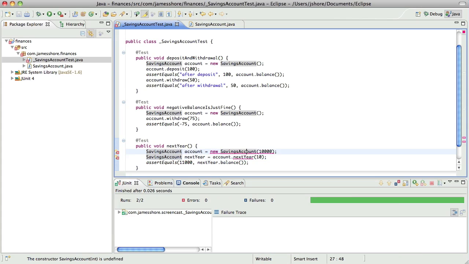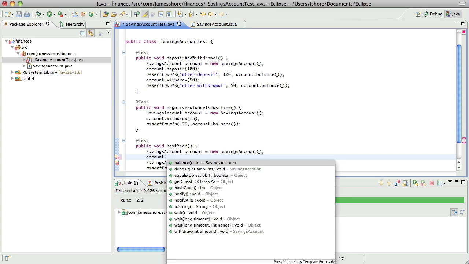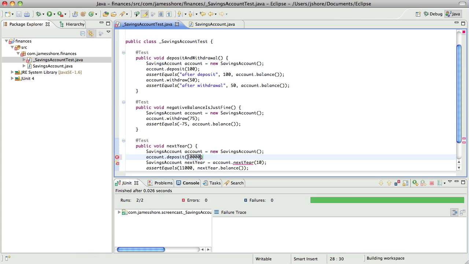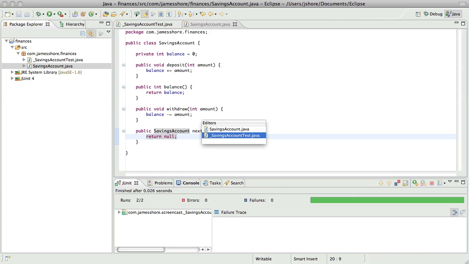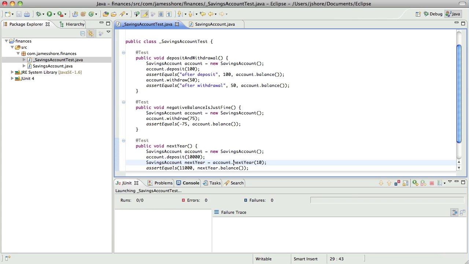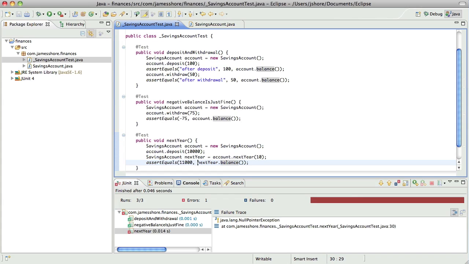Like I said, I'm just sort of playing with these ideas. I don't have a constructor that takes an initial balance just yet, and that doesn't really fit my understanding of how I want the domain to work. So let's deposit $10,000, and we'll need a next year method. Now I could return that, make that a double, but let's make it an int for now. I don't want to make it a double because of rounding errors and floating point problems. I'd actually rather use fixed precision math. There's our balance, 11,000. It's failing because there's no next year.